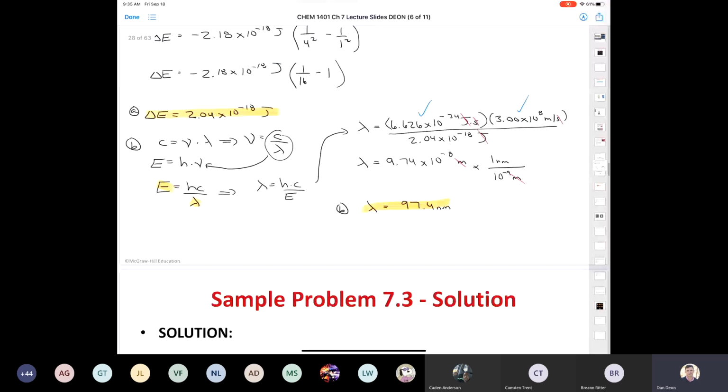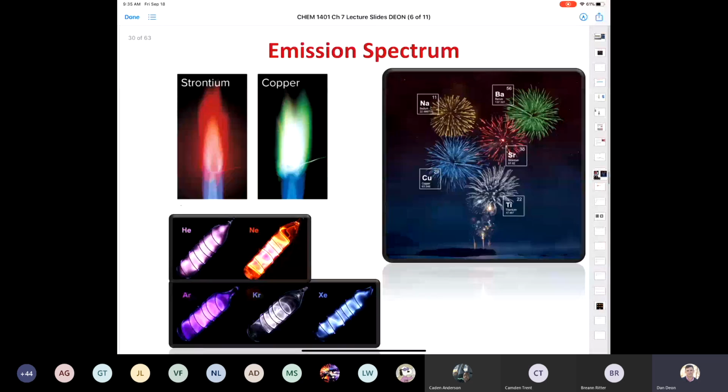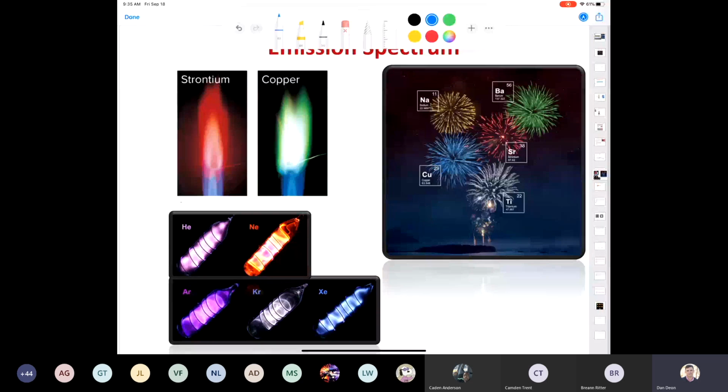All right, well, this is just kind of a fun thing. It's Friday. These are some pictures of emission spectra. Down here, these are glass discharge tubes with different gases in them. So we have helium and neon and argon and krypton and xenon, and right, because I told you that hydrogen gave off a pinkish light. These are just showing gas discharge tubes for other gases. So these are the colors that you get from these elements.